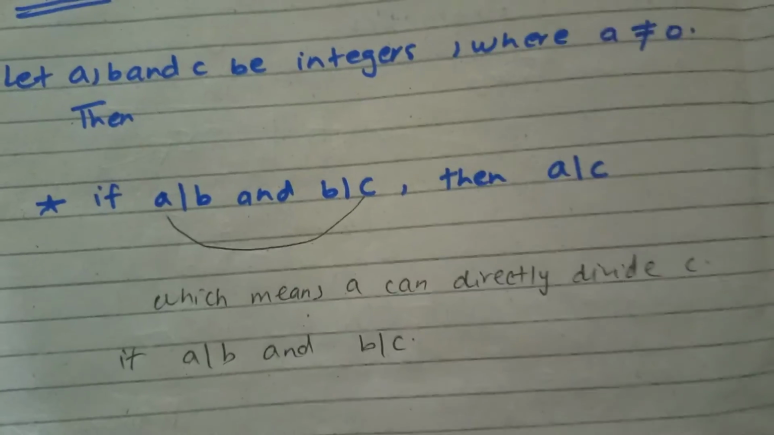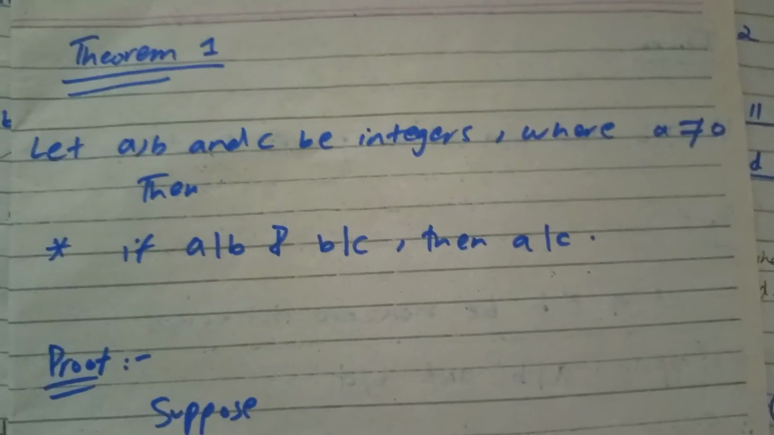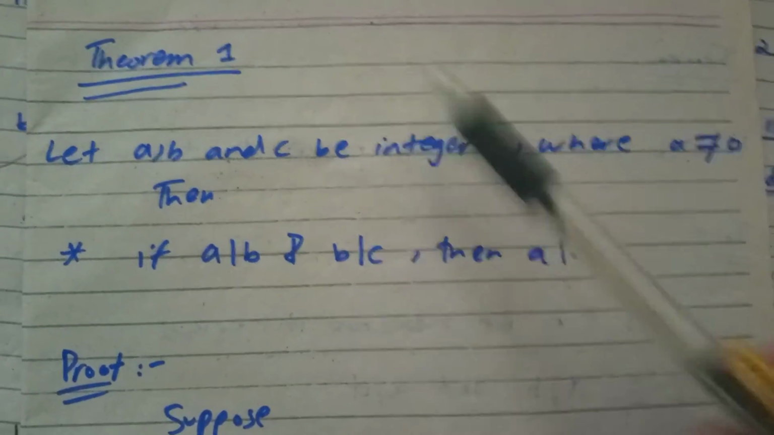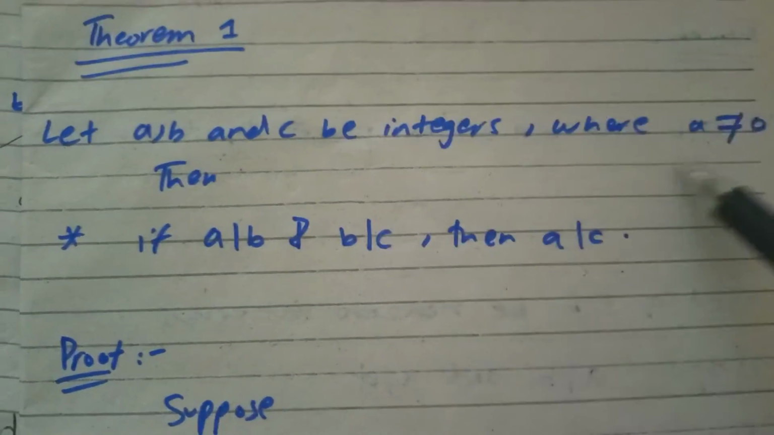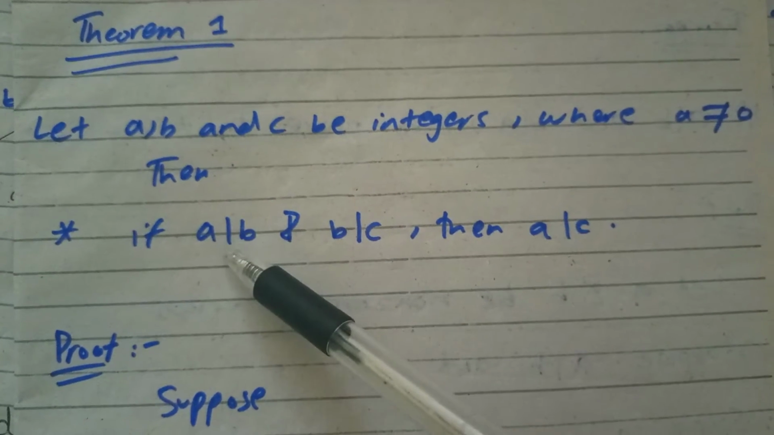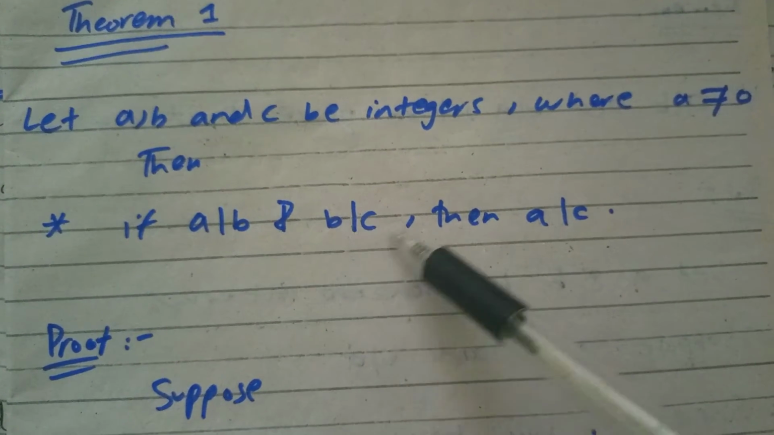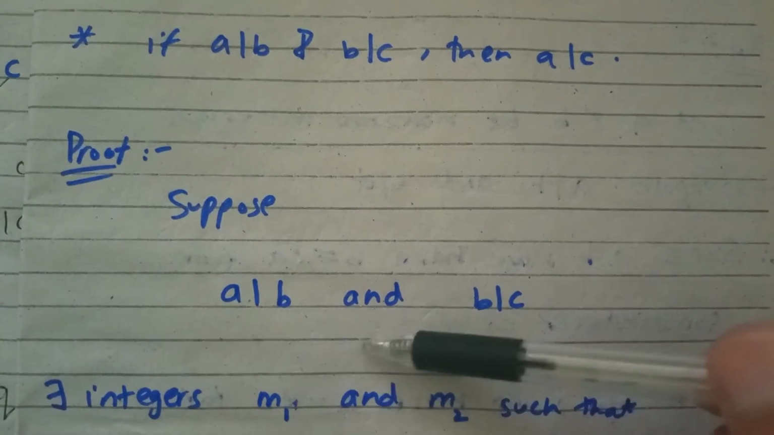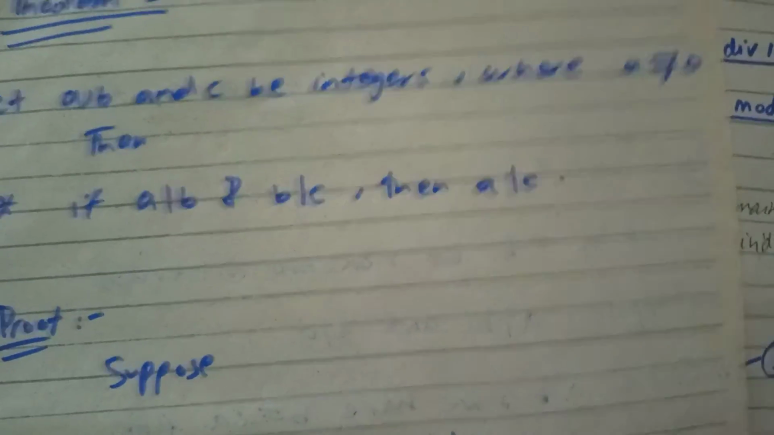How are we going to prove this? Let's go for the proof. Our claim: let a, b, and c be integers where a is not equal to 0. Then if a is divisible by b and b is divisible by c, then a is divisible by c. So we suppose a is divisible by b and b is divisible by c, as we have studied here.